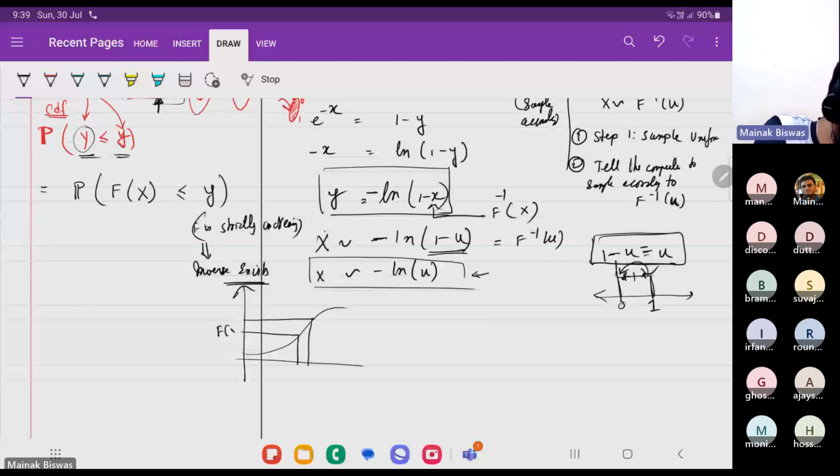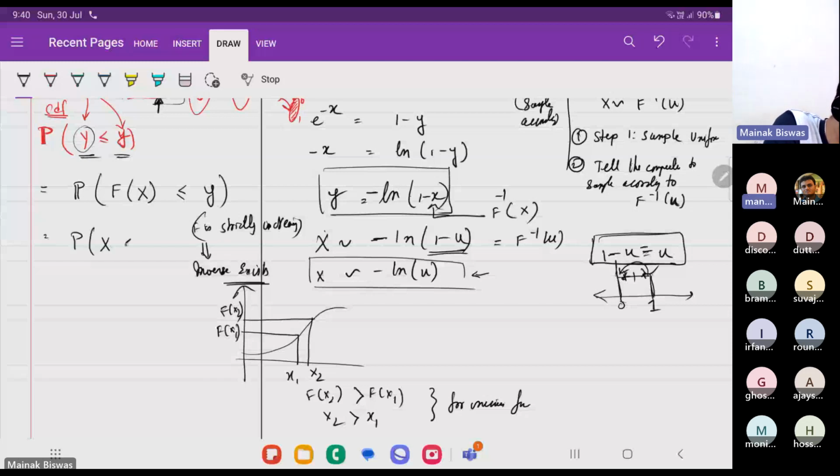See, for an increasing function, F of x1, F of x2. If F of x2 is greater than F of x1, then you can say clearly that x2 is greater than x1 for an increasing function. So you can write this by just taking the inverse of this. So x will be less than or equal to F inverse of y. Yes or no? Now you know the distribution of F of x.